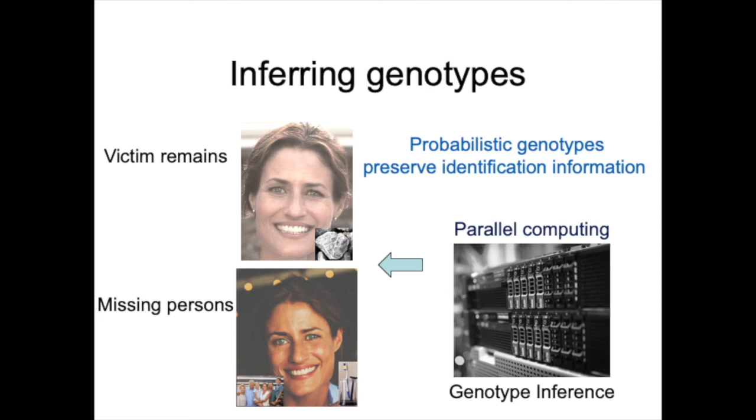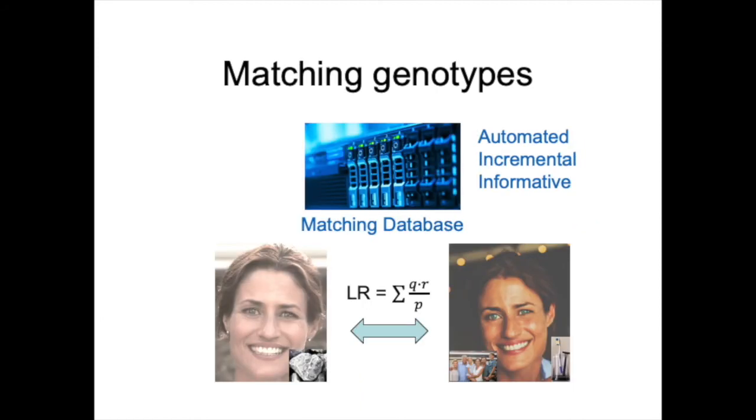So moving from those parallel computers, when one of those processes is done answering a question, that arrow moving to the left shows that we now have a genotype, say from a victim remain that corresponds to Sarah, or for a missing person, like Sarah's genotype. These are fuzzy probabilistic genotypes, but they can be compared and get strong match numbers when we're done. And finally, the matching database can actually match these genotypes.